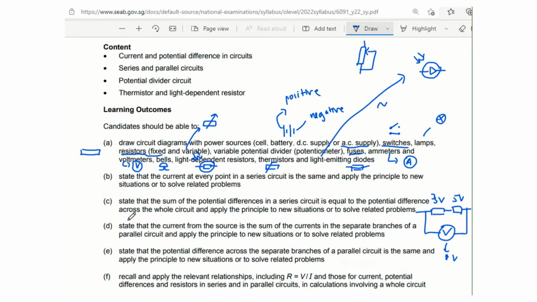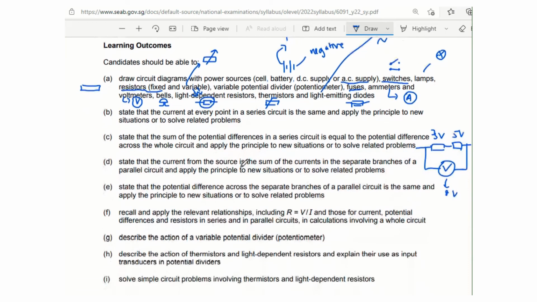Next, you need to be able to state that the current from the source is the sum of the currents in the separate branches of a parallel circuit. So we have moved on to parallel. This is how a parallel circuit looks like.